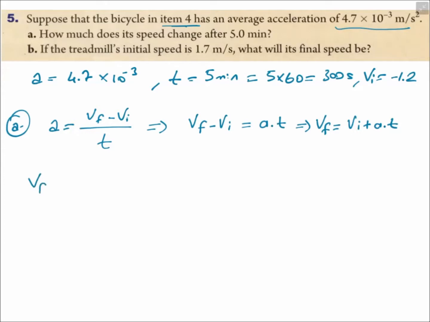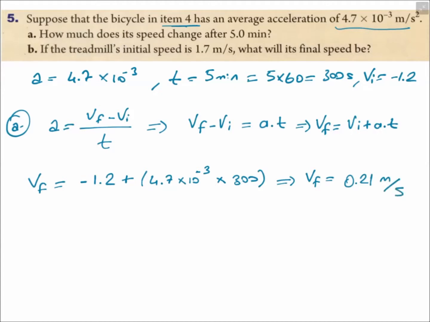And finally, v final equals the initial velocity, negative 1.2, plus the acceleration, 4.7 times 10 to negative 3, multiplied by the time. Time is given, 300 seconds. So the result is going to be v final, 0.21 meter per second. And now I'm going to solve part B.